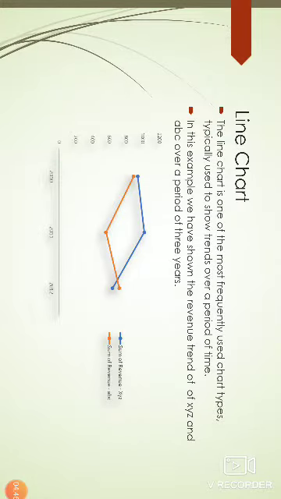So next one is line chart. The line chart is one of the most frequently used chart types, typically used to show trends over a period of time. In this example, we have shown the revenue trend of XYZ and ABC over a period of 3 years. Okay, so see the picture. So sum of revenue XYZ and sum of revenue ABC. So look at the comparison and difference.